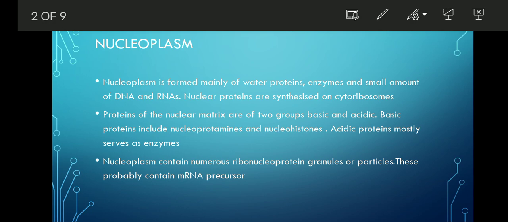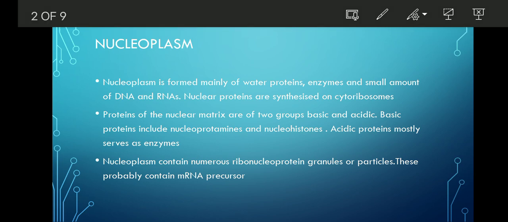Nucleoplasm contains numerous ribonucleoprotein granules or particles. These probably contain mRNA precursor. Most of them remain dispersed among the chromatin reticulum. They are called interchromatin granules. The others are seen around the chromatin reticulum and hence called prechromatin granules.